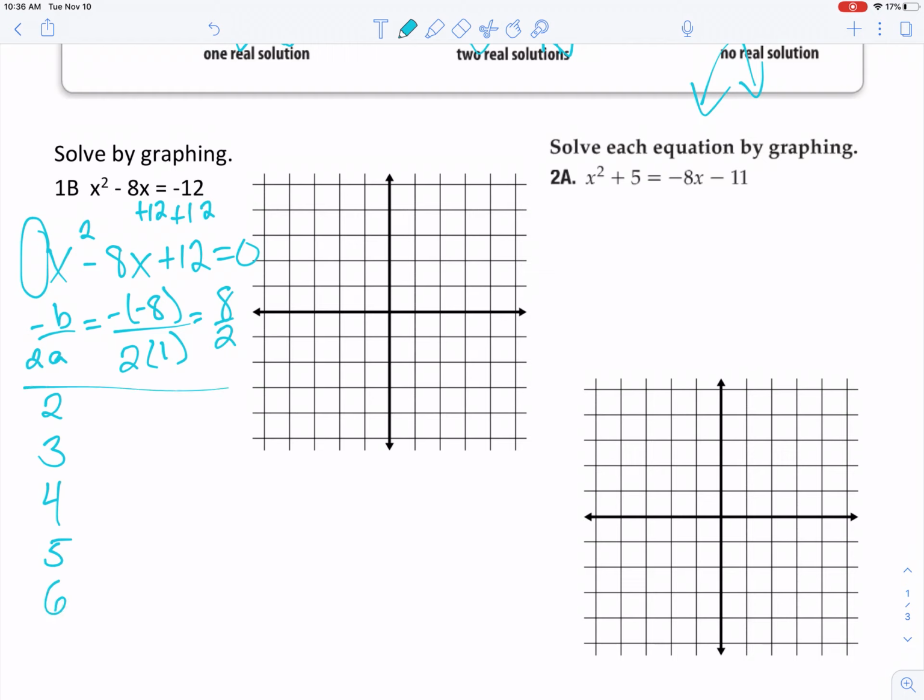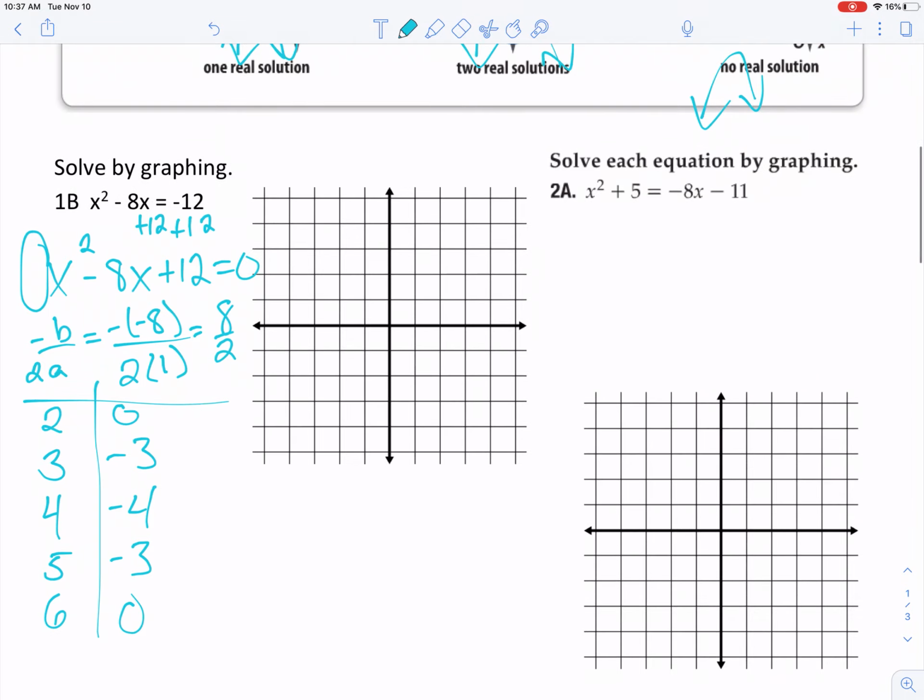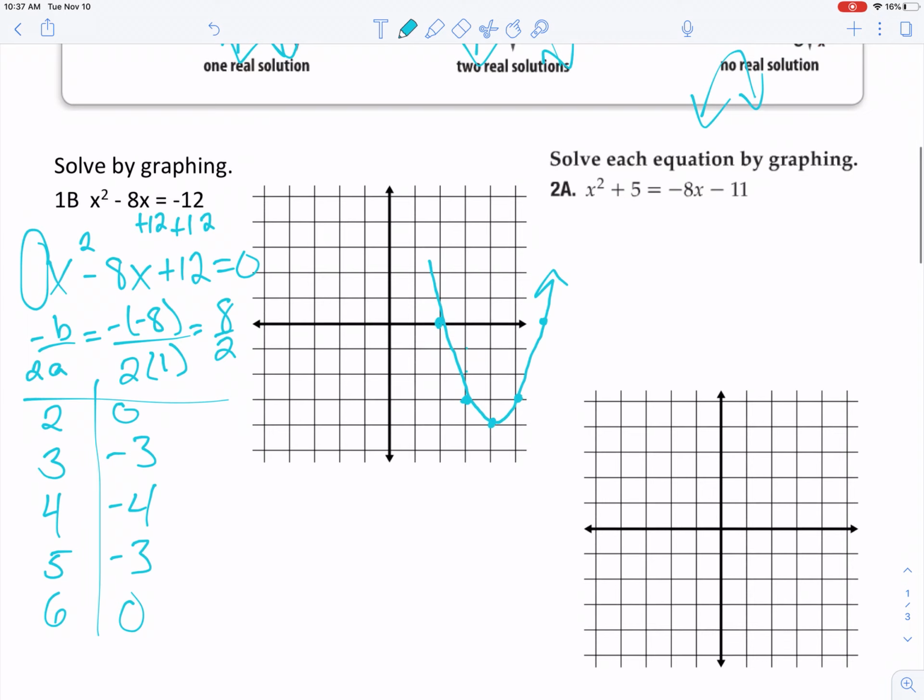So I make my table, and I tell you guys what, I've already plugged it in, so you guys can just kind of see. And so now I'm going to just graph it. Starting at 2, 0, 3, negative 3, 4, negative 4, 5, negative 3, and then 6, 0. I'm kind of having to guesstimate there. Like so. Now I'm not done.